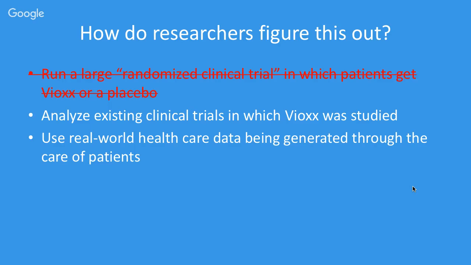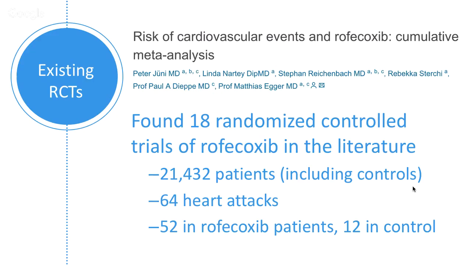So another option is to analyze existing clinical trials in which Vioxx was studied. And this is what these folks did. They basically said, we're going to look at the 18 trials where people looked at Vioxx for knee pain, for elbow pain, for back pain, and we're going to see what we found.